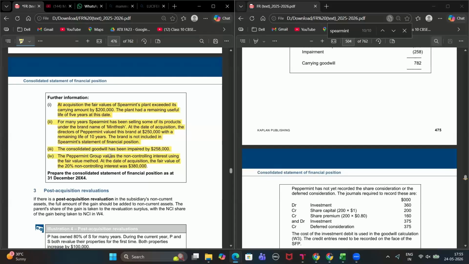The Peppermint Group values the non-controlling interest using the fair value method. What is the method here? It's the fair value method. At the date of acquisition, the fair value of the 20% NCI was 380,000.